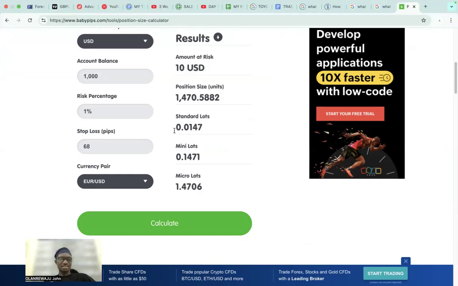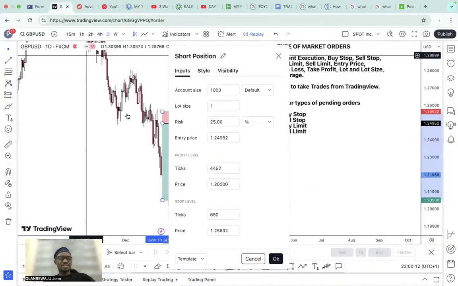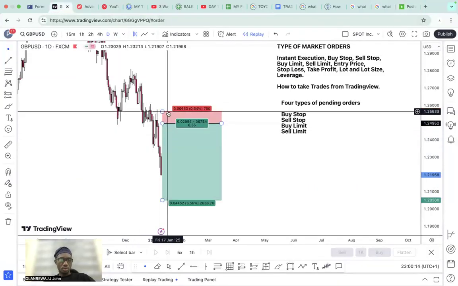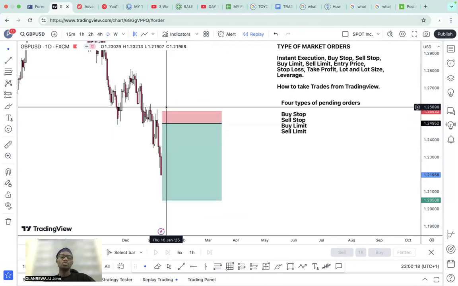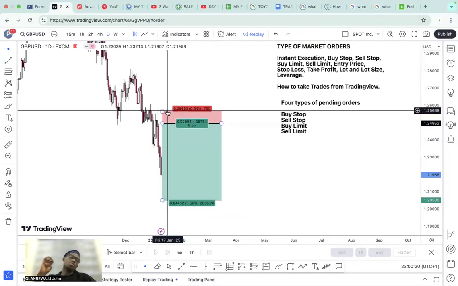although the lot size has changed, at the end of the day, so far this is my entry and this is my stop loss. Once the market fills me in, and if for any reason it goes to my stop loss, what I will still be debited is $10. So that's the wisdom and power of lot size. That is what apportions the quantity I want to risk per trade. And then we go on and on.